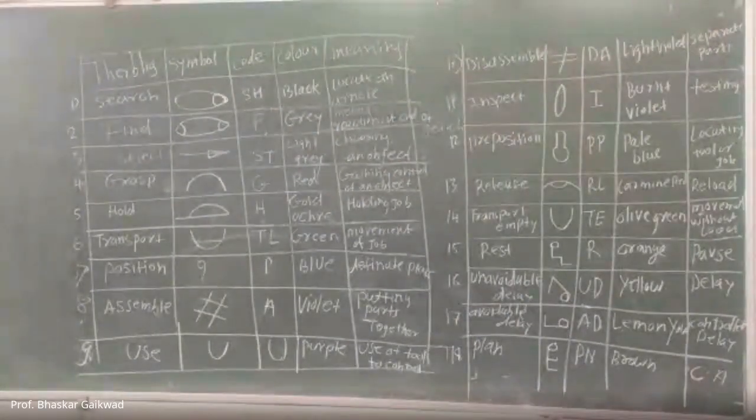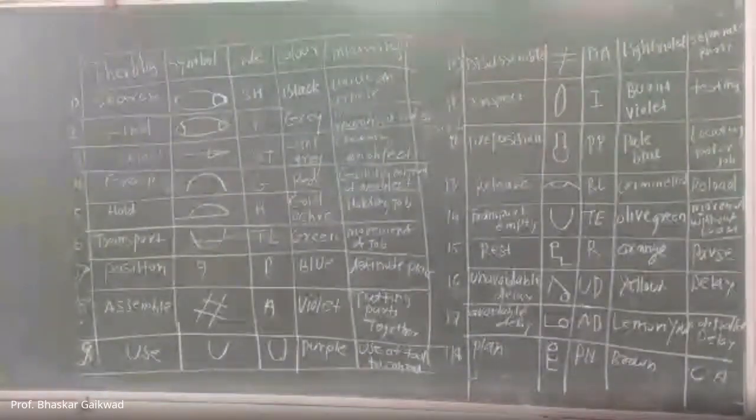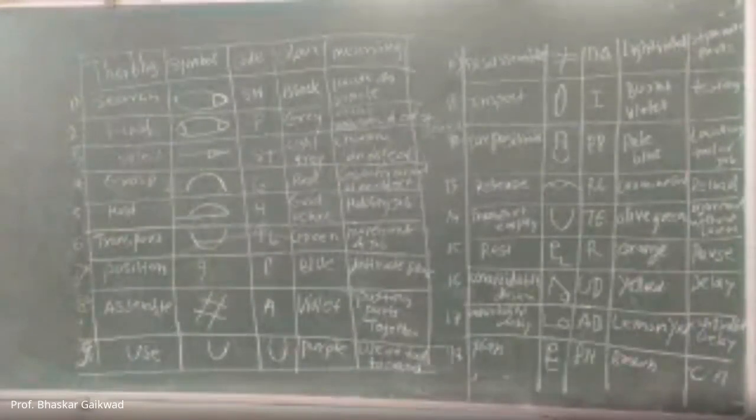Course of actions. The plan means course of action. So like this, 18 therbligs are there. So these 18 therbligs we can use in micro motion study. Once again, I will repeat.